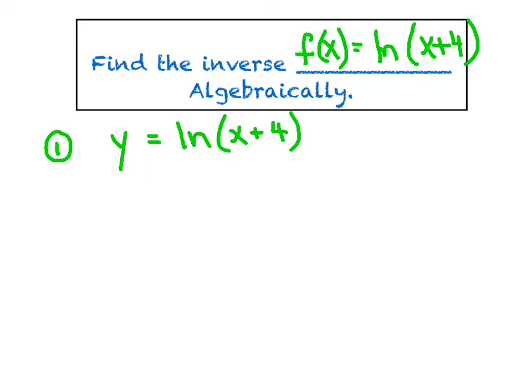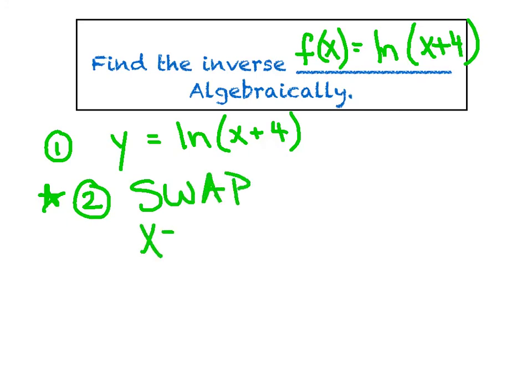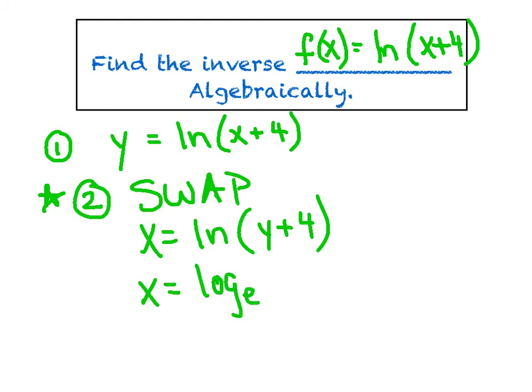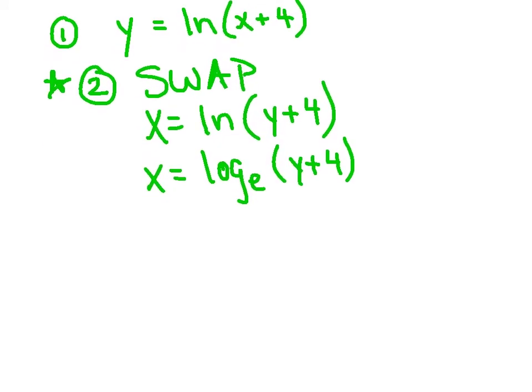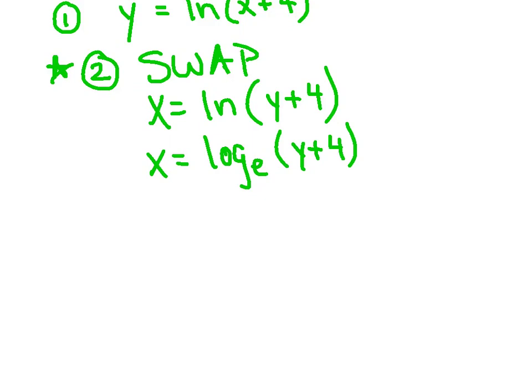Now, here's where the magic comes in. We'll put the big star here. Step number 2 is by far and away the most important step by a mile. We're going to take the x and the y's and we're going to swap them. Okay, so step 2 is all about the swap. x now equals the natural log of the quantity y plus 4. Now, if you feel more comfortable, you could rewrite this as log base e of y plus 4, because that's all the ln is. That perhaps makes you feel a little bit more comfortable going into this next step.